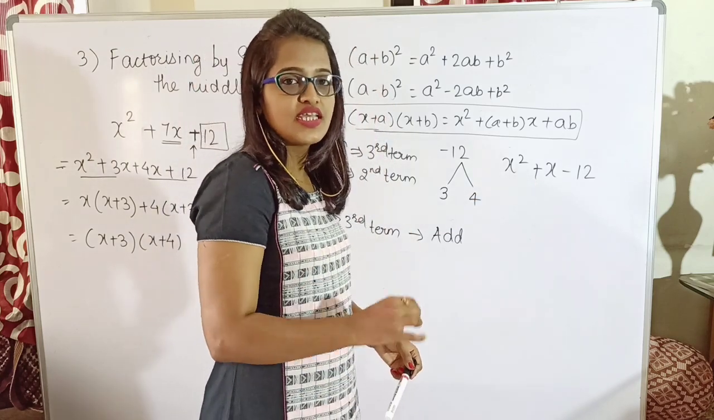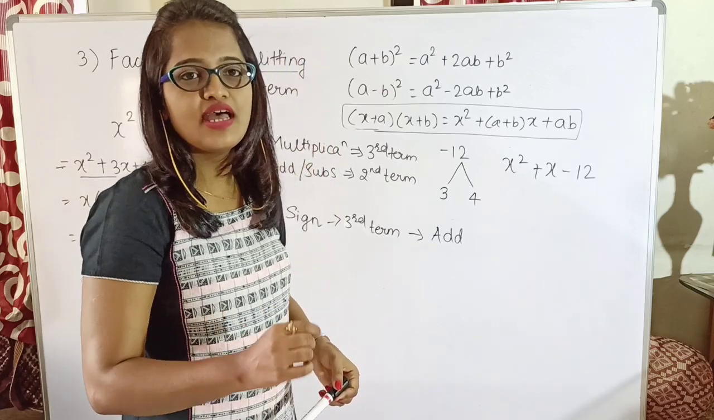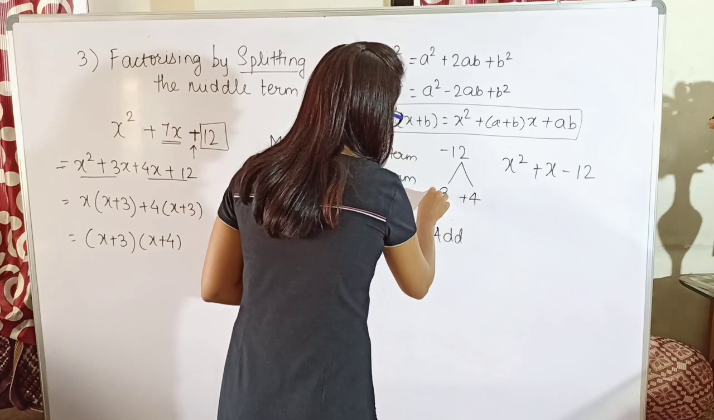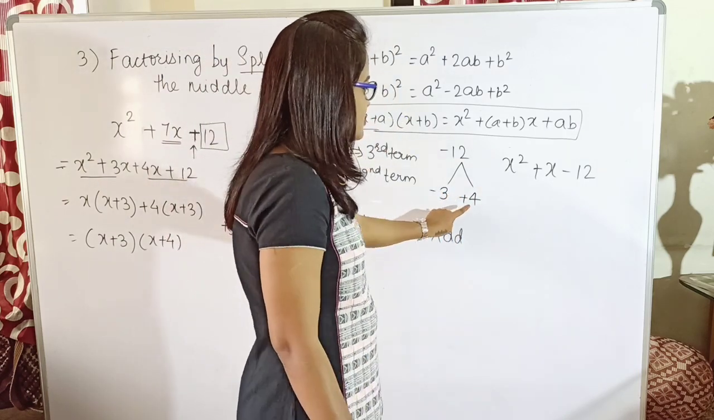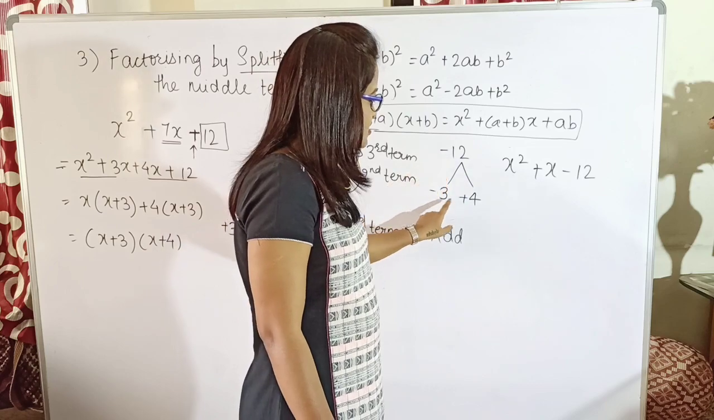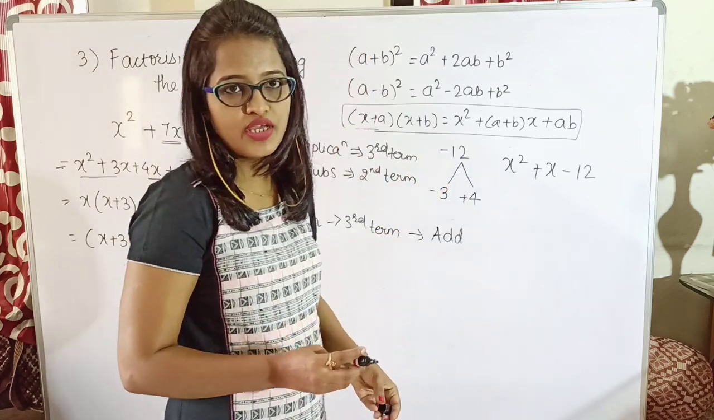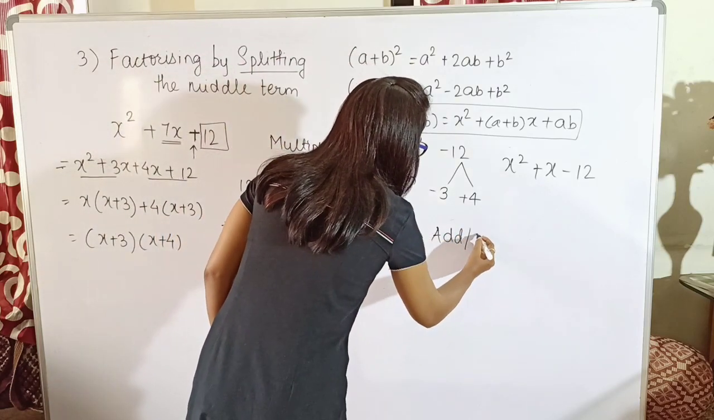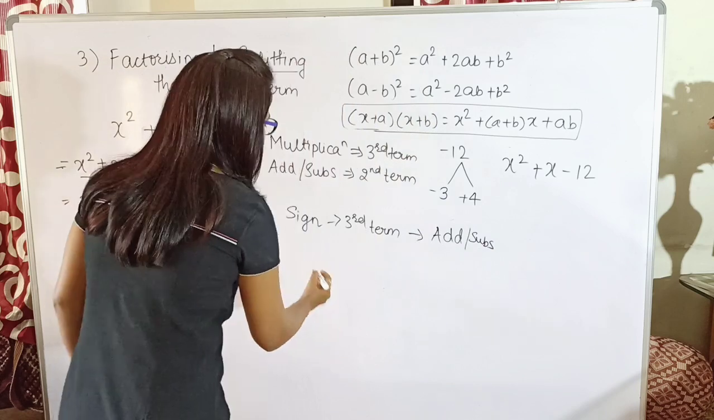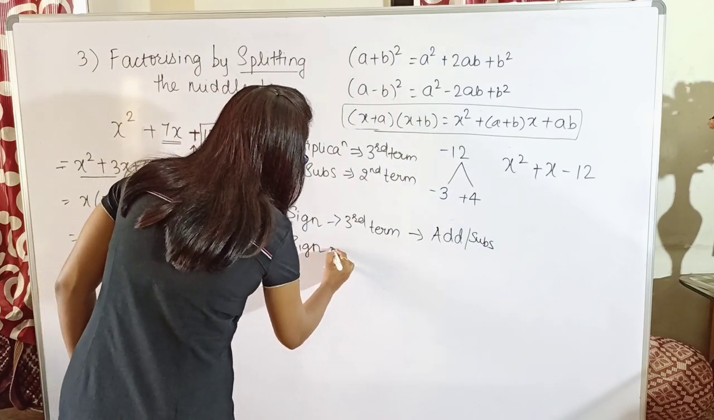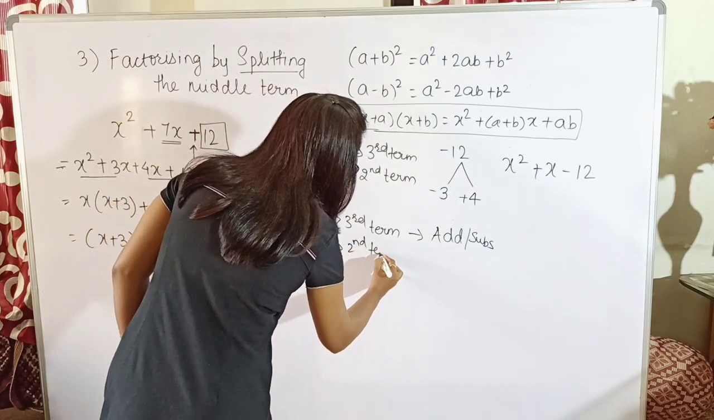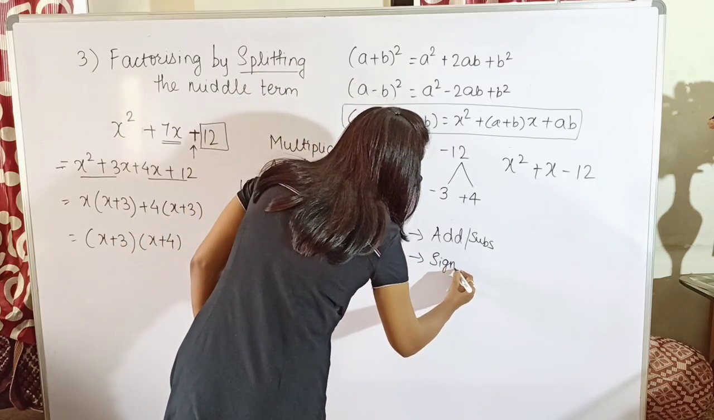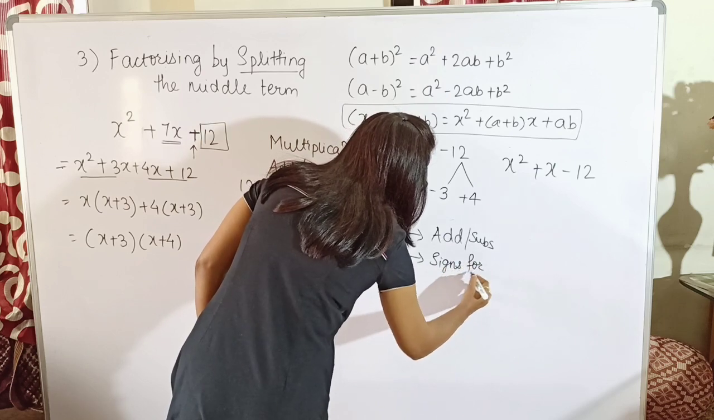It means the sign of the greater number has to be positive. The sign of the greater number has to be positive. See, minus 3 into 4 is minus 12, whereas minus 3 plus 4 is plus 1. So the rule says the sign of the third term tells you whether you have to do addition or subtraction, whereas the sign of the second term tells you the signs which you will be taking for the factors.